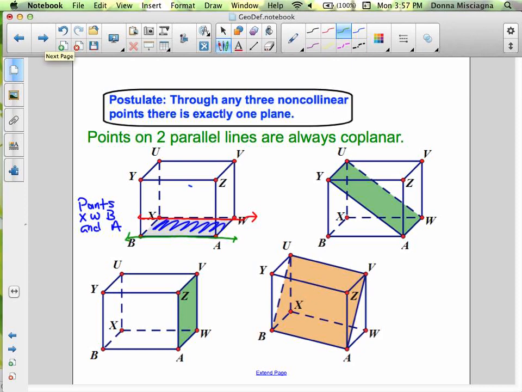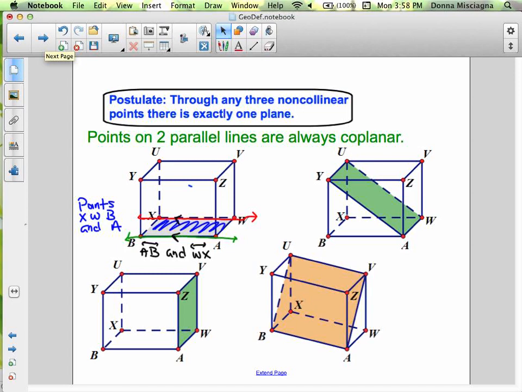Right? And these 2 lines, I'm going to show you a symbol. We'll learn more about this symbol when we talk about parallel lines. These 2 lines are parallel. So lines AB and WX, those are parallel lines. And so if we have points on 2 parallel lines, they have to be coplanar because all the points on one line are collinear, and on the other line are collinear.